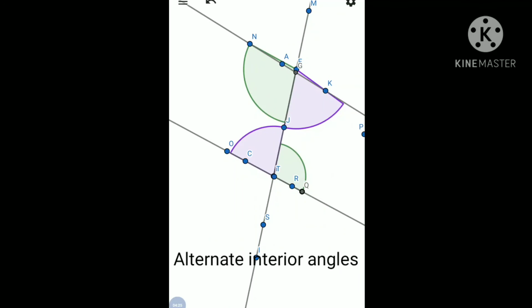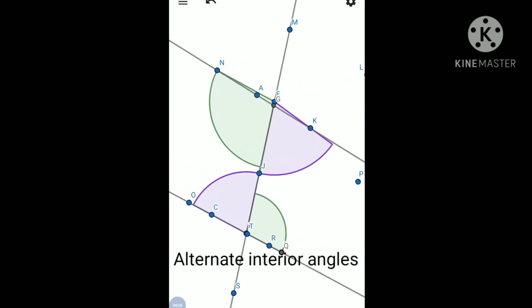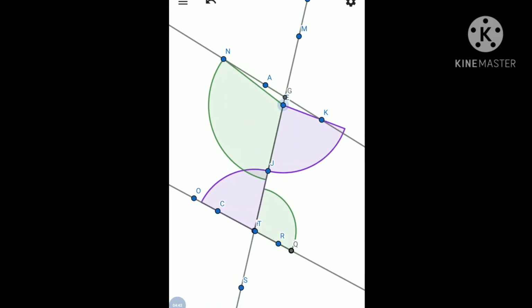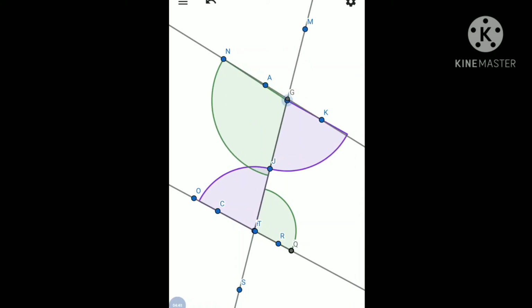The next pairs of angles are alternate interior angles. From the name itself it is clear: alternate means opposite side, on alternate sides of the transversal, and interior means inside the lines. So alternate interior angles are on alternate sides of the transversal, and this is one pair and this is the second pair.